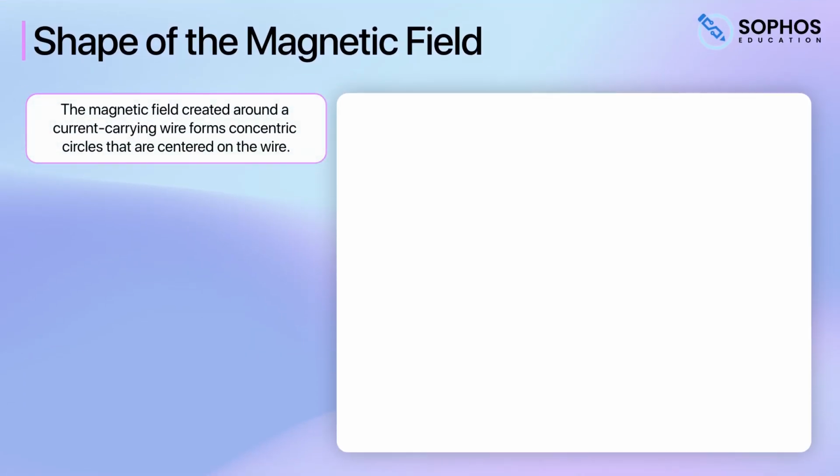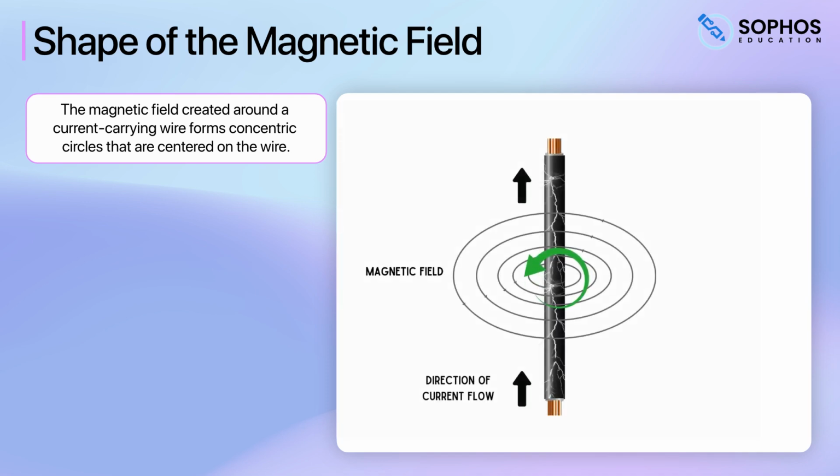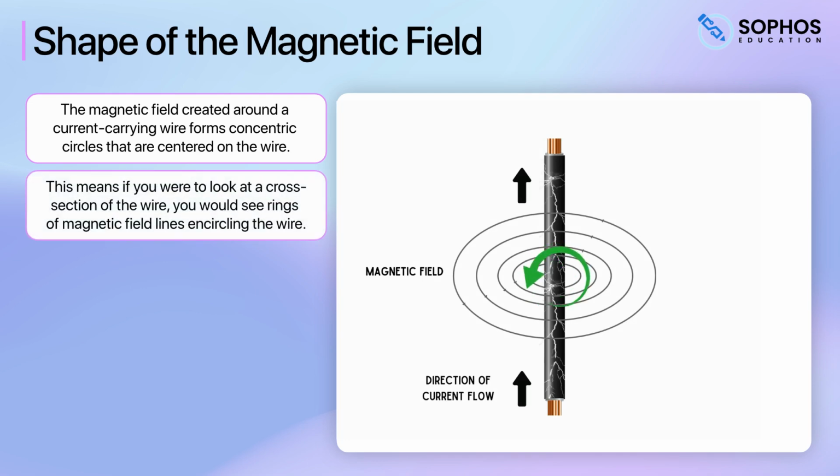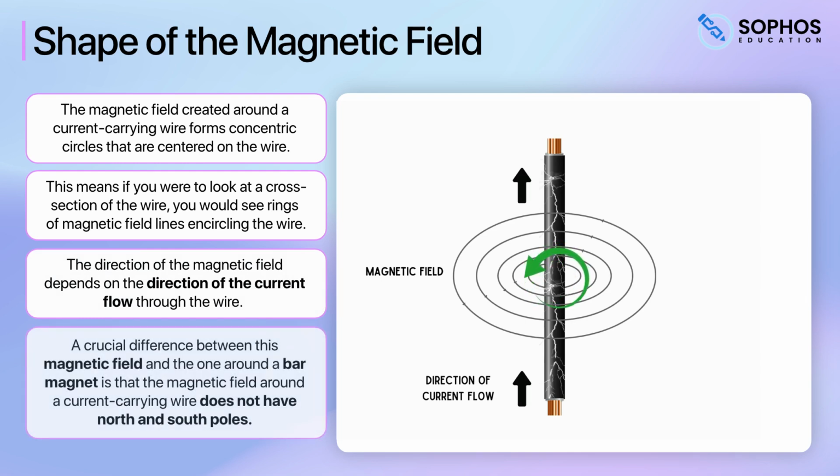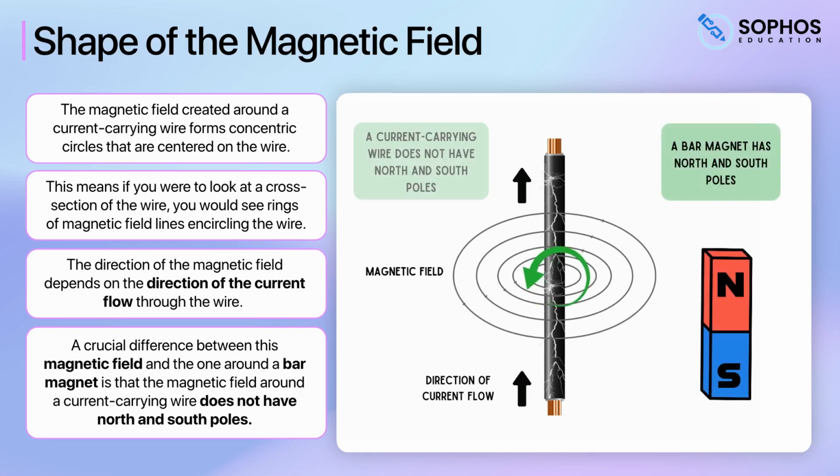The magnetic field created around a current-carrying wire has some specific characteristics. Specifically, you'll notice it forms concentric circles that are centered on the wire. This means if you were to look at a cross-section of the wire, you would see rings of magnetic field lines encircling the wire. Additionally, the direction of the magnetic field depends on the direction of the current flow through the wire. A crucial difference between this magnetic field and the one around a bar magnet is that the magnetic field around a current-carrying wire does not have north and south poles.